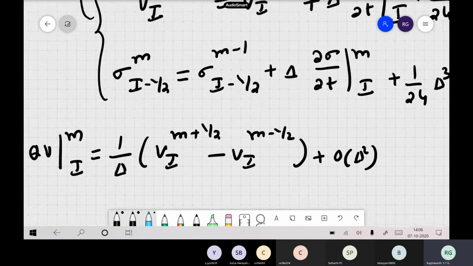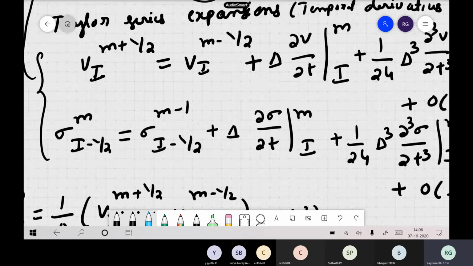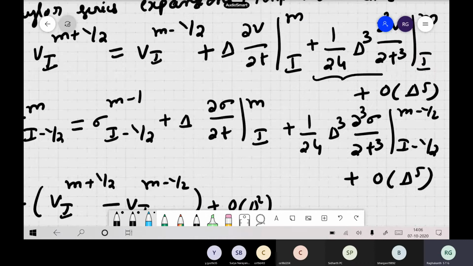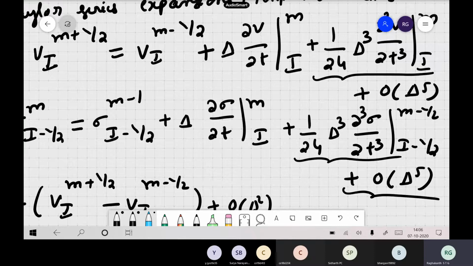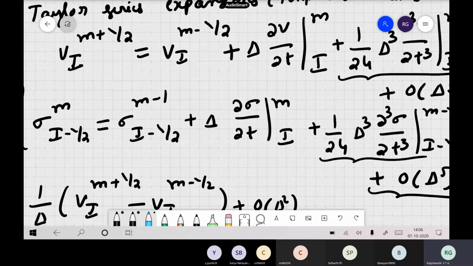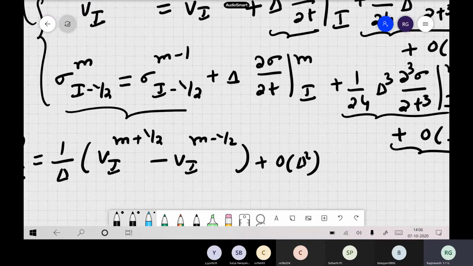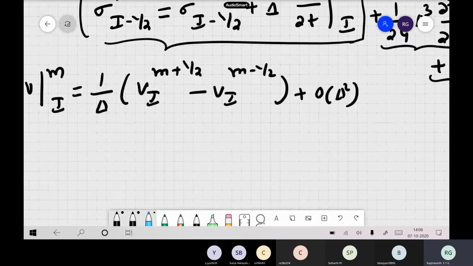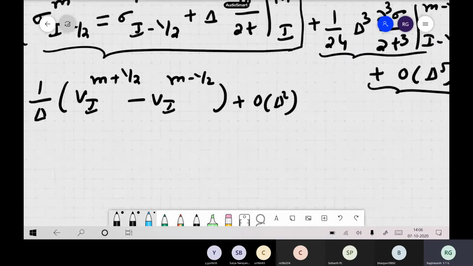So now here, in these two Taylor series expansions, if you neglect these terms and all other terms, if you delete all these things, you will have this expression. So ∂v/∂t will be simply v_i^(m+1/2) minus v_i^(m-1/2) divided by Δt. Similarly, using this expression, we can find ∂σ/∂t itself, which means we are ignoring the higher order terms. So this is the classical scheme that we did in our last class.